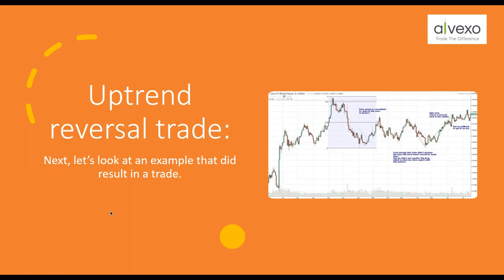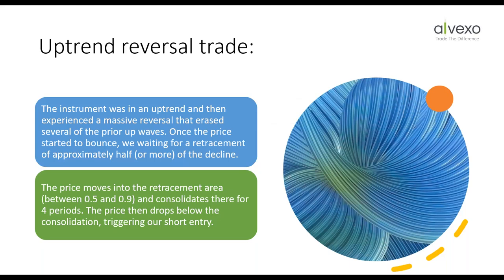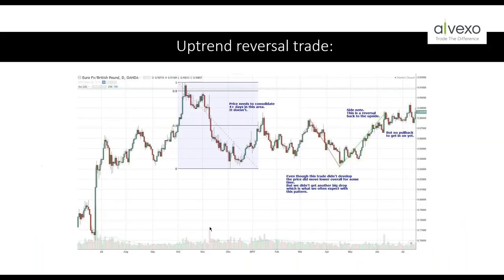So now let's look at the example that did result in a trade. The instrument was in an uptrend and then experienced a massive reversal that erased several of the prior up waves. Once the price started to bounce, we waited for the retracement up of approximately a half to move. So let's move away from here and let's go here.